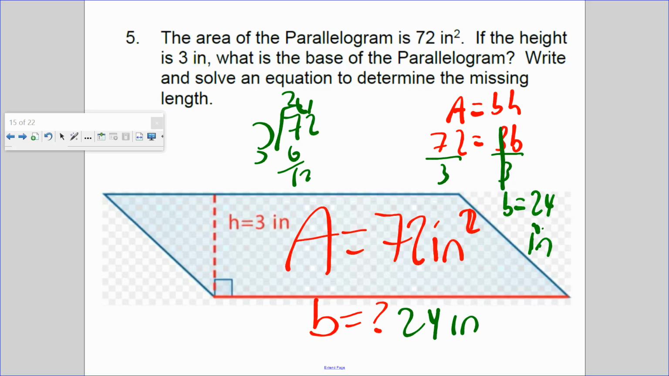To check our work, if you multiply the base and the height, 24 by 3, you'll get back 72 inches squared. So what we just learned is how to find the area of a parallelogram or rectangle. You multiply the base by the height, and you'll find the area.